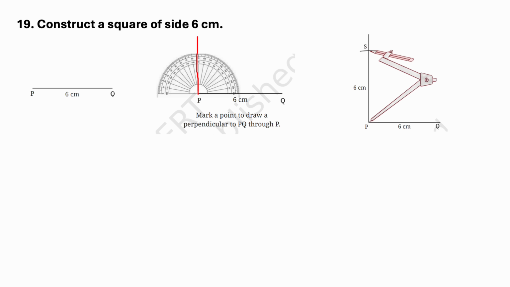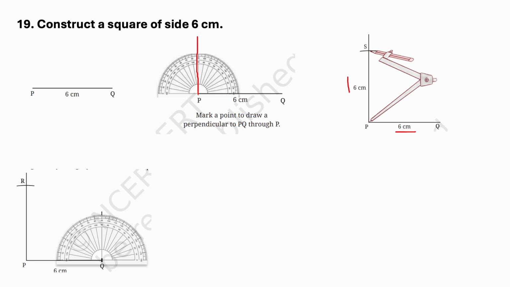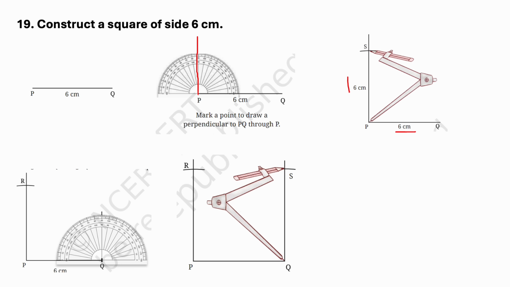Then, using a compass, you can draw an arc here at 6 cm length. So this is 6 cm, this side is also 6 cm. Then again, keep the protractor like this. Here, place the center of the protractor at point Q. Then again draw a perpendicular at this point. See, here you have to draw a perpendicular like this. Then using a compass, you have to draw an arc here at 6 centimeter. This is 6 centimeter.